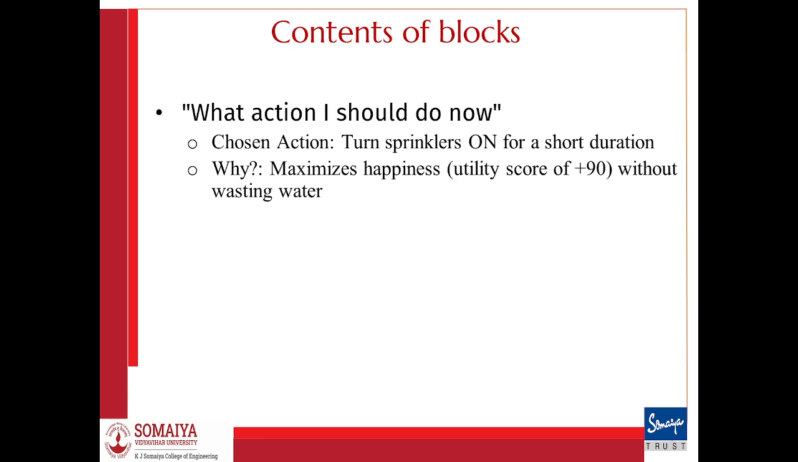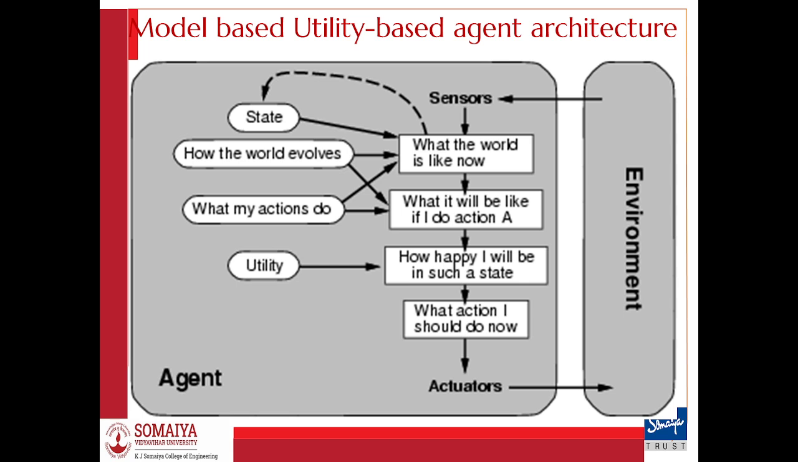Depending on the scenario and the information of how the world evolves, the agent should be able to choose one of the actions it should do now. So probably the chosen action could be turning the sprinklers on for a shorter duration. Why? Because it's going to maximize the happiness value and so on.